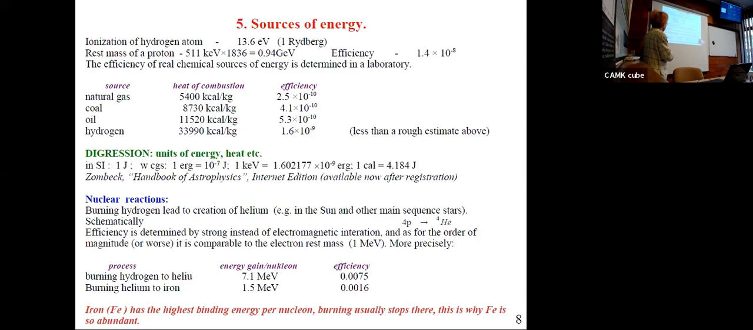And if you look at the binding energy in the nucleus per nucleon, then actually burning should stop at iron, because this is the most stable element. Further burning is not energetically as efficient. So this is why iron is so abundant in the universe. On the other hand, in dramatic situations, you can overcome this, so then you can go farther in burning. And I think I will mention that during one of my lectures. So anyway, this efficiency now looks much better.